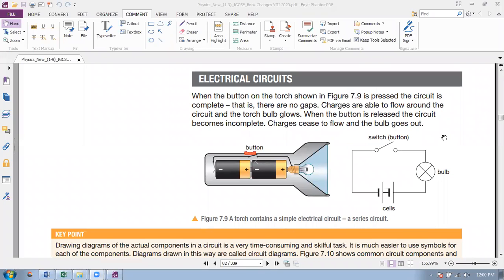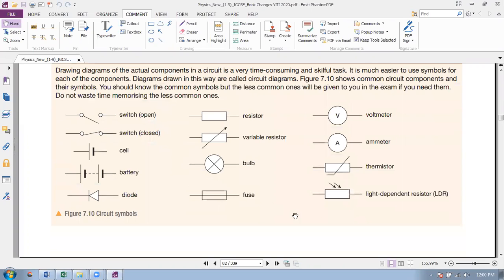We will read electrical circuits. Electrical circuits are actually of two types, series circuits and parallel circuits. Before we go to series circuit and parallel circuit, we need to know some devices or components which we will connect in series or parallel circuit. So let us get introduced to some components or devices.